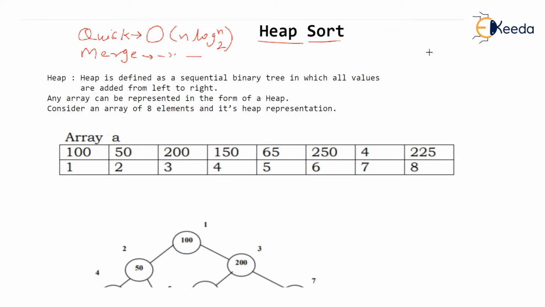But we saw some sorting techniques in the past like bubble, selection and insertion. Now these three sorting techniques work in big O of n square. So if you compare n square with n log n to the base 2, quick and merge are much better than bubble, selection and insertion.